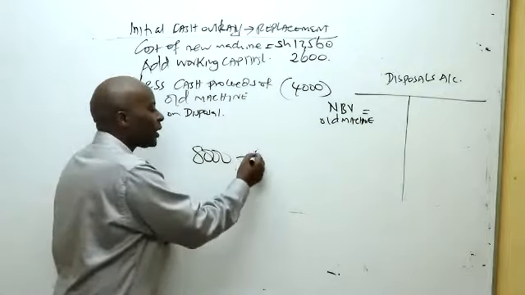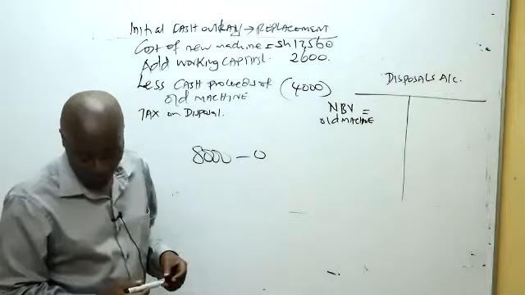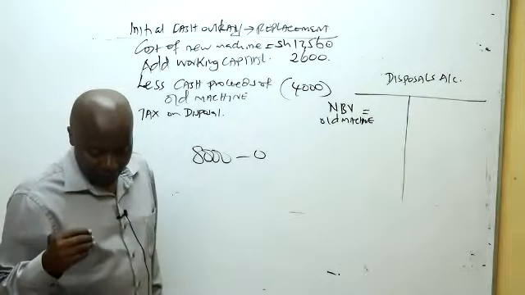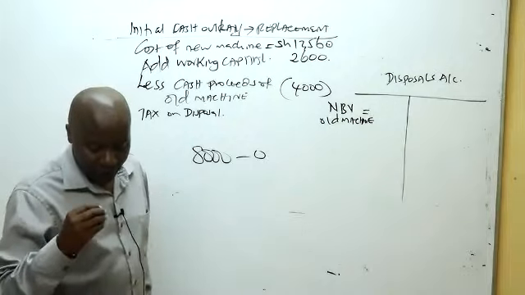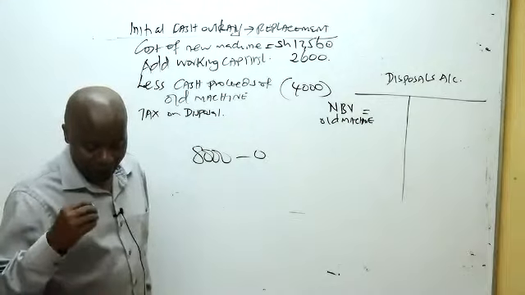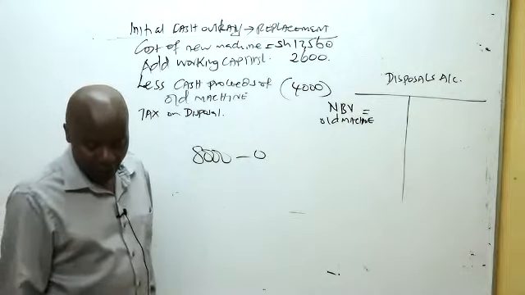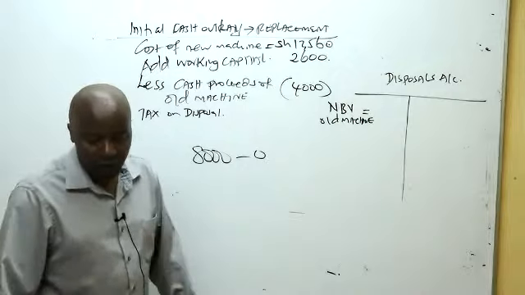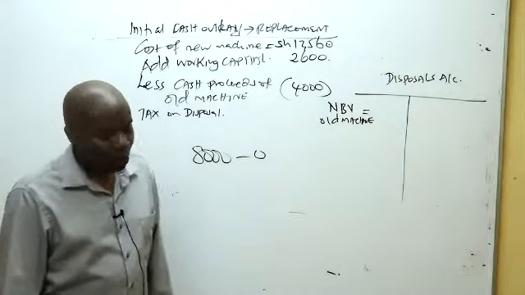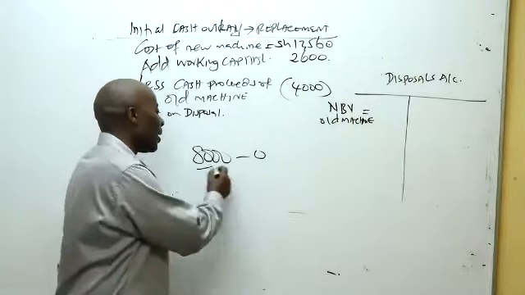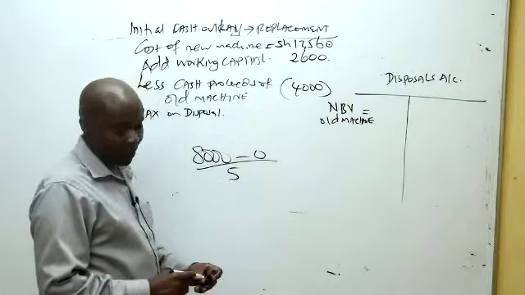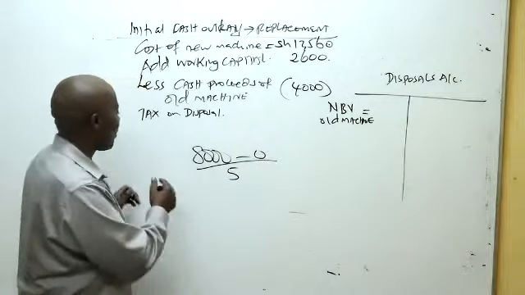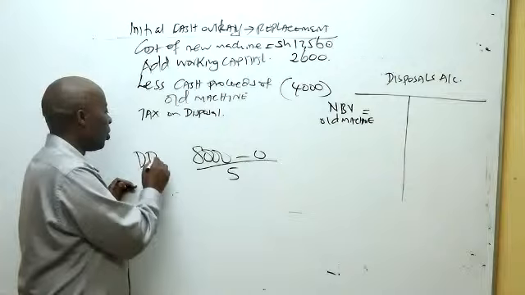We are told in this case here, the old machine does not have any scrap value. If you read that question very well, the third sentence of the first paragraph says the existing machine was estimated to have a useful life of 5 years ago with no salvage value. So it doesn't have any salvage value. So divided by what year? 5 years. Could you kindly give me this figure? This is depreciation per annum.